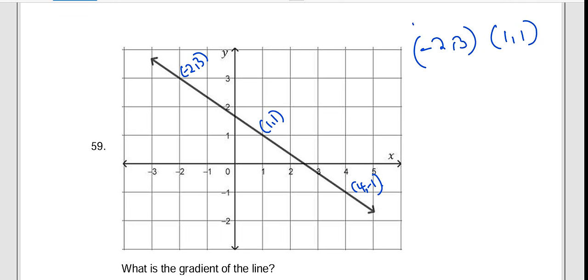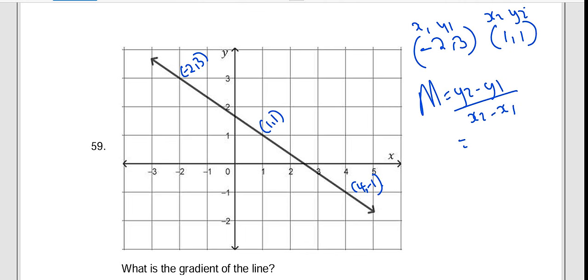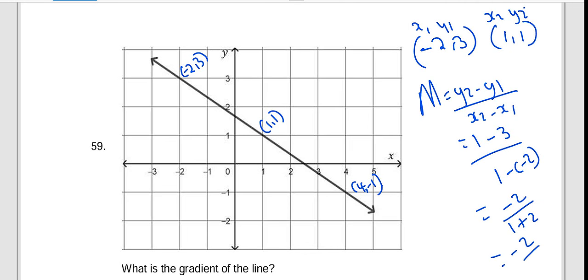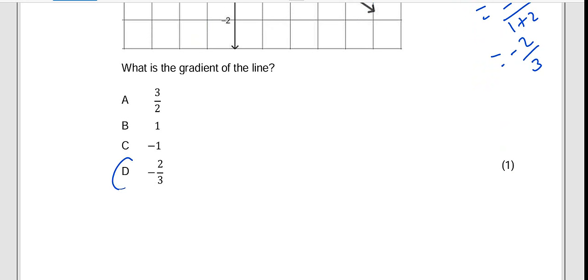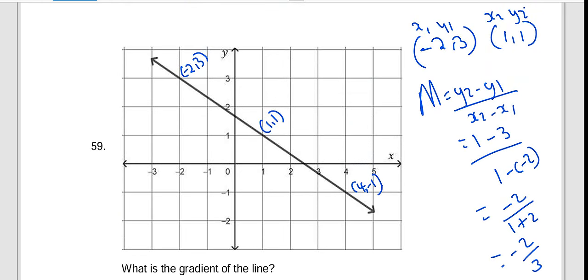1 and 1. X1, Y1, X2, Y2. The gradient is Y2 minus Y1 divided by X2 minus X1. Y2 is 1, and then Y1 is 3. X2 is 1, and then x1 is minus 2. Therefore, it's going to be minus 2 over 1 plus 2, which is minus 2 over 3. The correct answer is minus 2 over 3, and it is D.